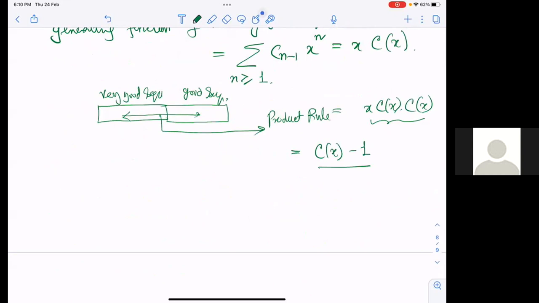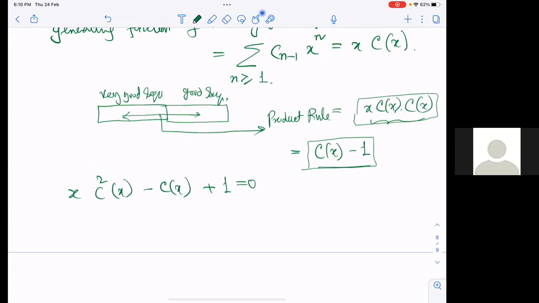So this is really funny, right? This product of this quadratic expression is equal to, in fact, C(x) - 1. So this gives us a nice handle. So this gives x C(x)^2 - C(x) + 1 = 0. This is like solving a quadratic equation. That gives you a nice form for C(x). C(x) is minus b plus or minus the square root of b squared minus 4ac, by 2a.